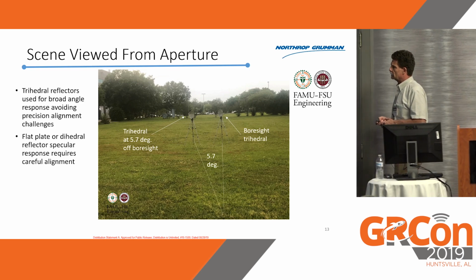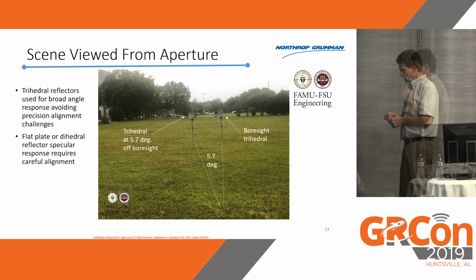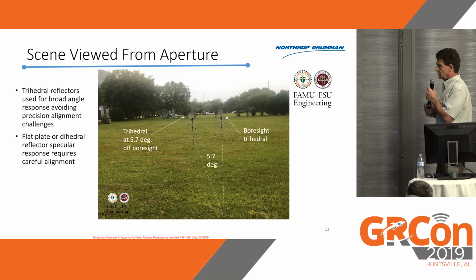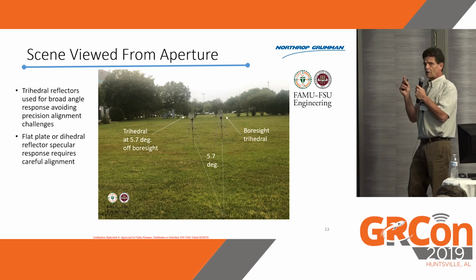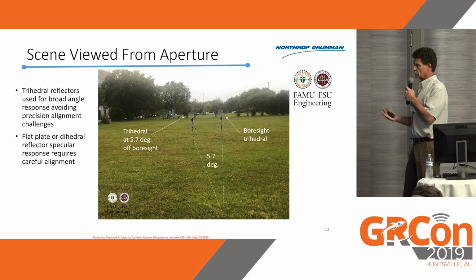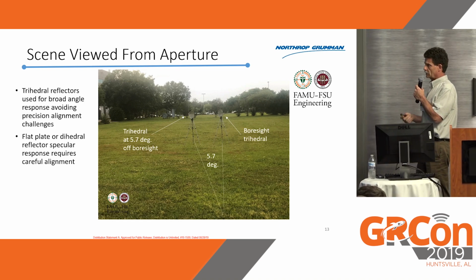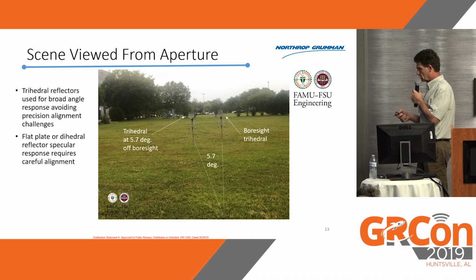So here's what we set up in a field at the school. We used a trihedral reflector because it has a real broadband response. You don't have to line it up perfectly with your transmit signal. You get a return from it without having it be perfectly aligned.